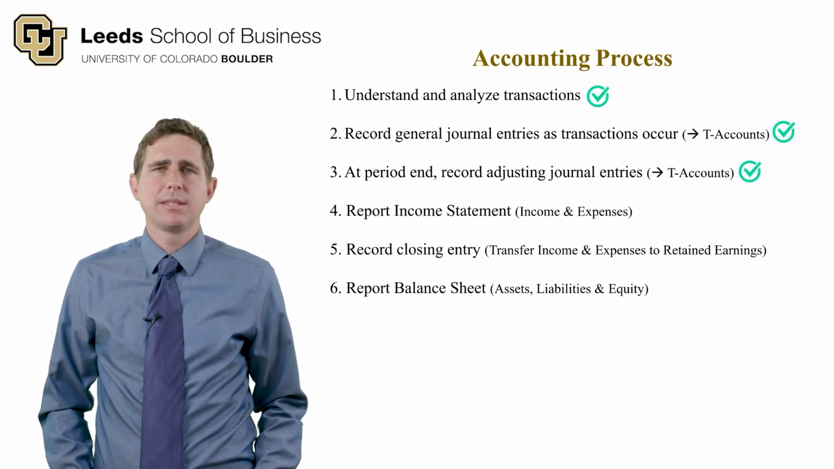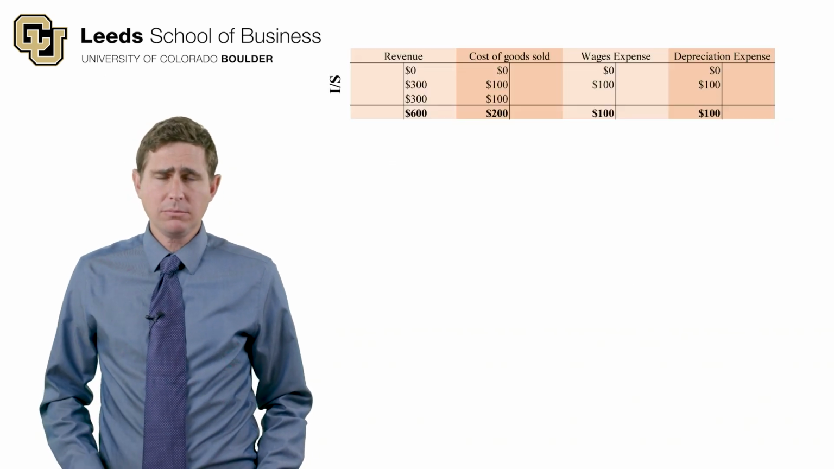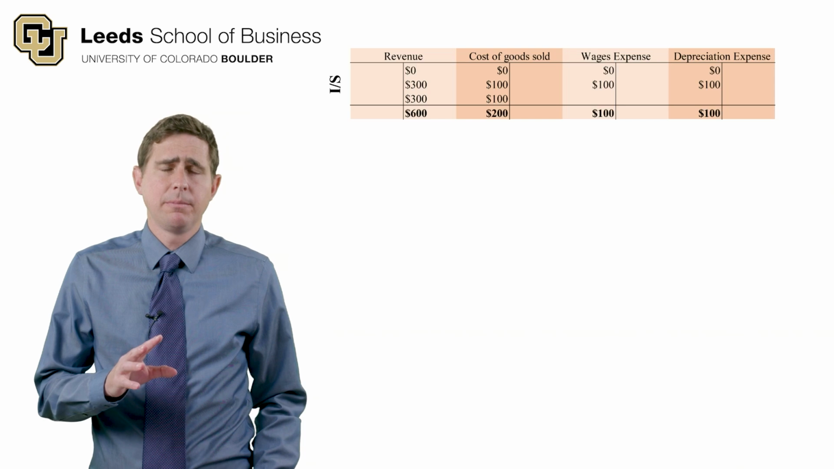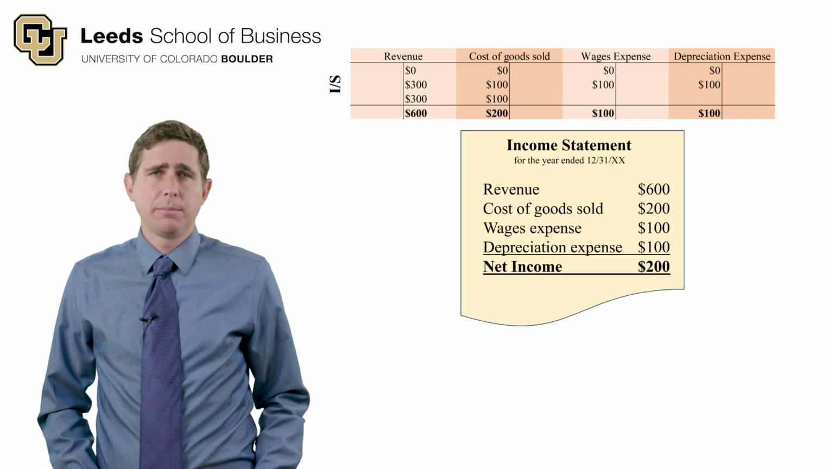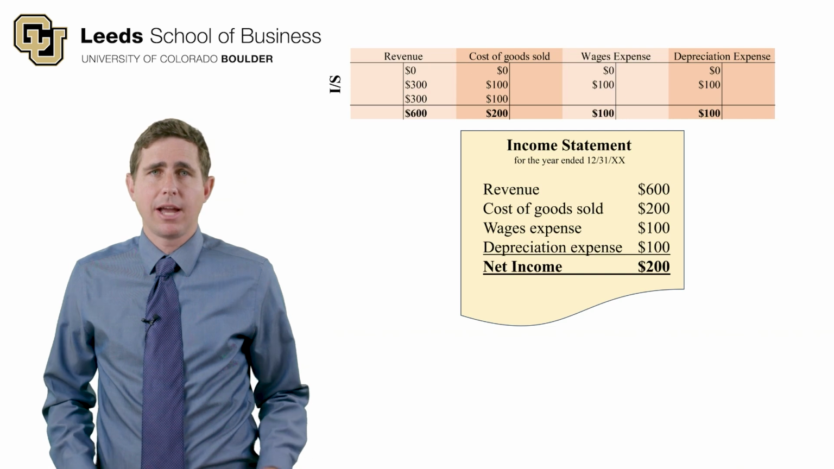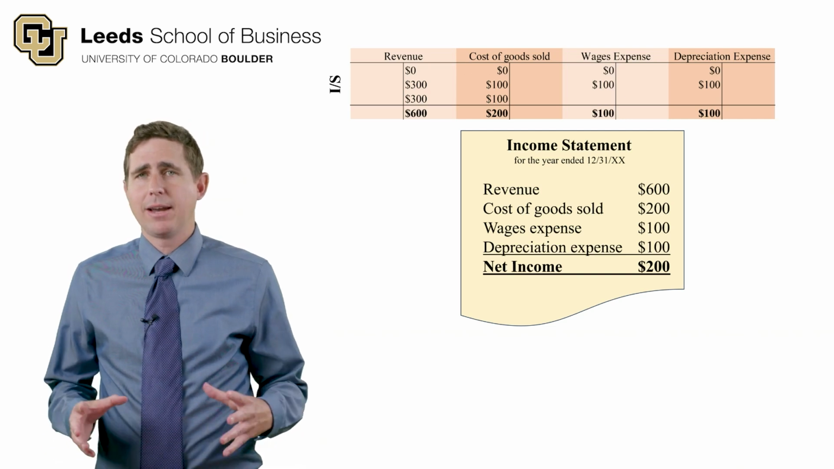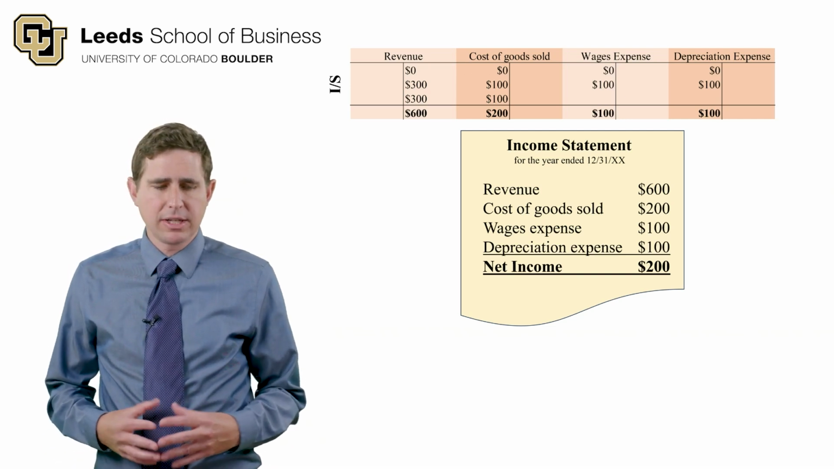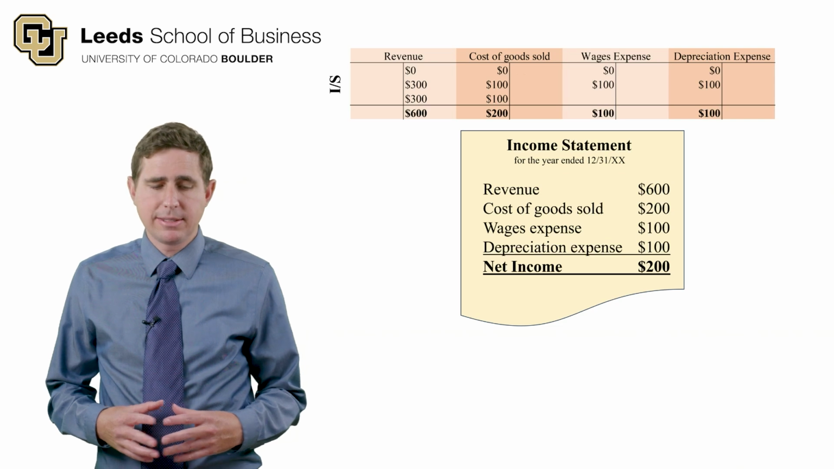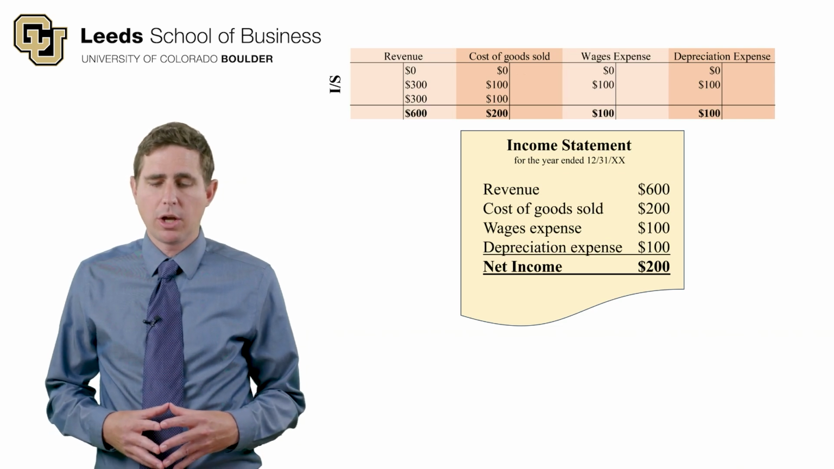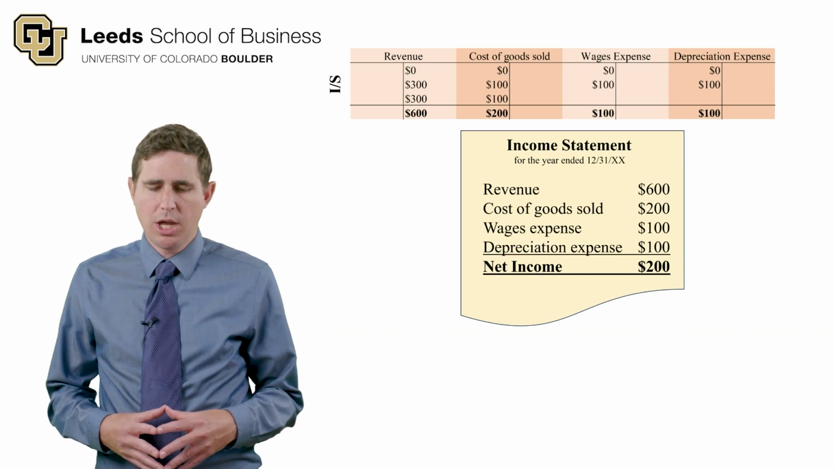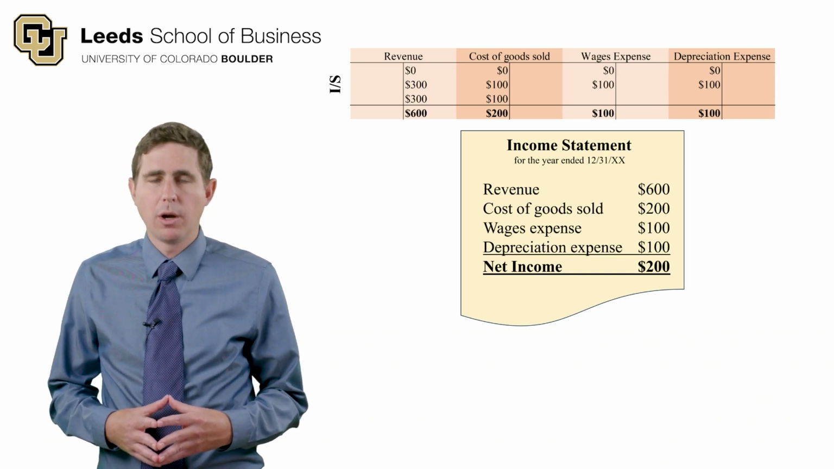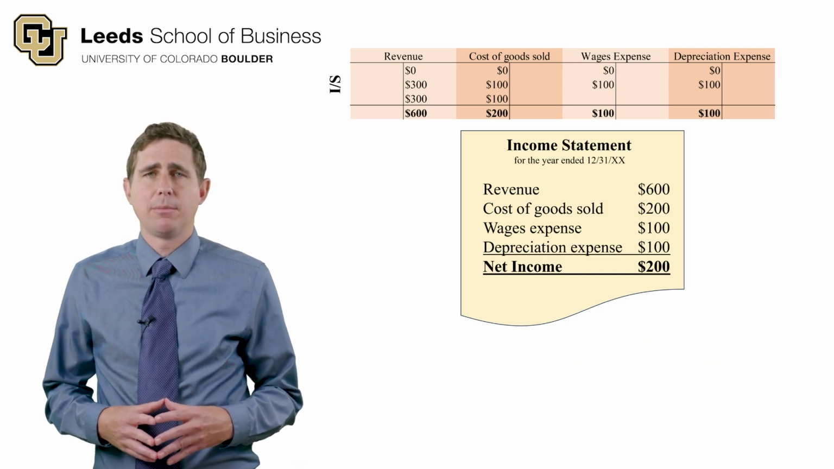Our income and expense accounts can be put on the income statement. So here they are. These are the income and expense accounts for our company. And what we can do is simply put them on our income statement. There's actually nothing that complicated about it. The $600 of revenue gets placed at the top of the income statement, $200 of cost of goods sold, $100 of wage expense, $100 of depreciation expense for net income of $200. That's our income statement for our company.